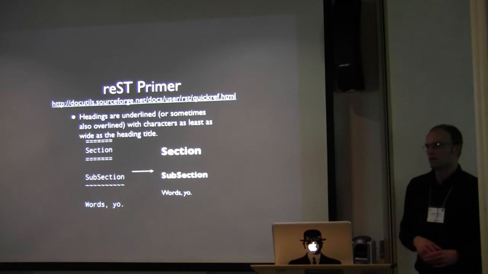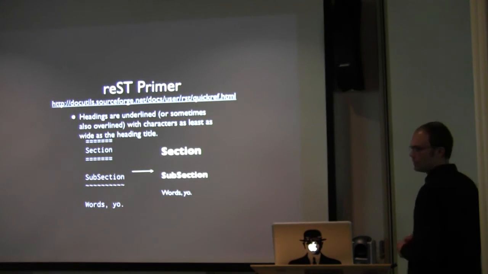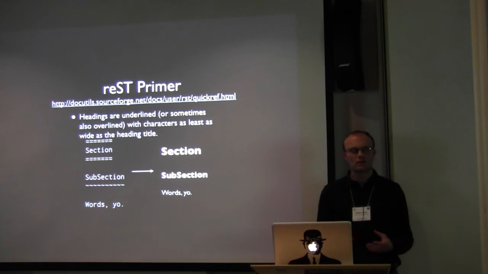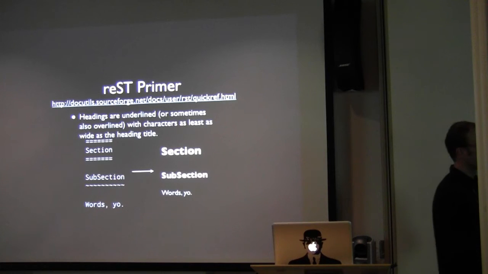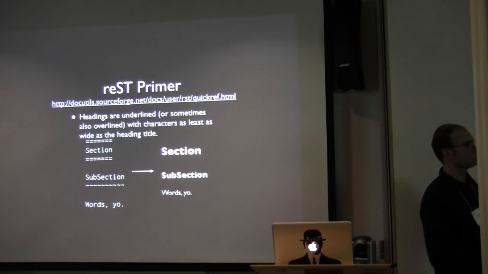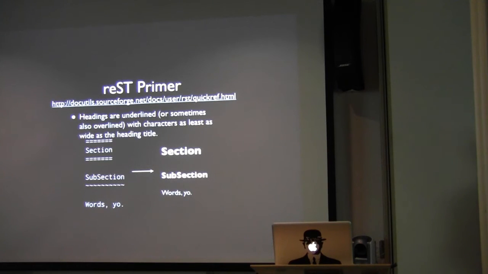So what does REST look like? Well, it's very simple. Like I said, it's like LaTeX, and then you describe what you mean. So you start with a section, and every header is underlined and sometimes overlined by characters that are at least as wide as the section header. So here, section has equal signs as wide as the word section, and we get this large, bold section title. Subsection has tildes, and it's a smaller but still bold header. And then words is the body of your text, which is normal size and not bolded font.